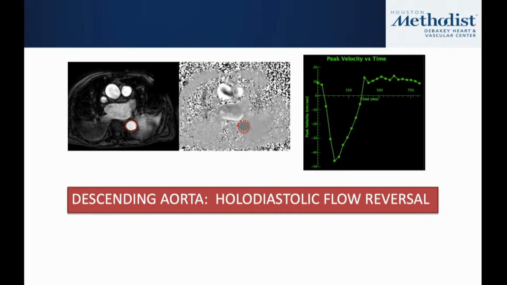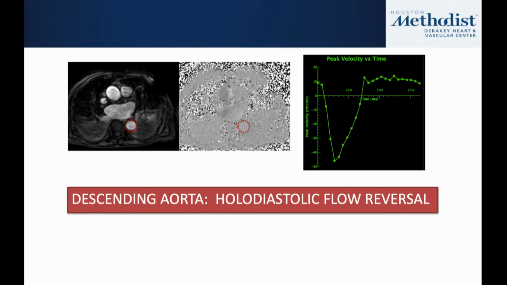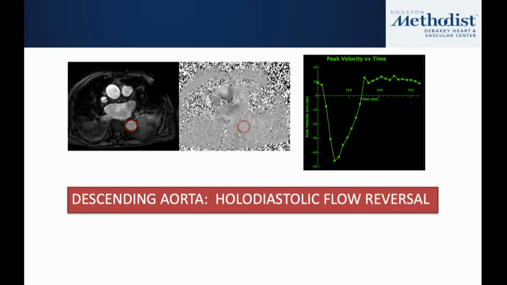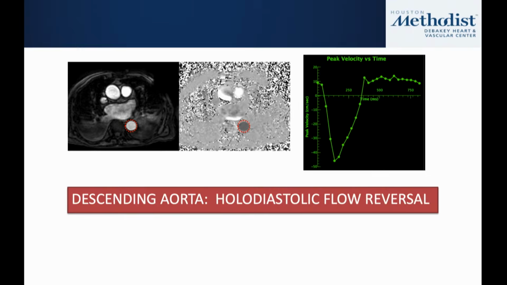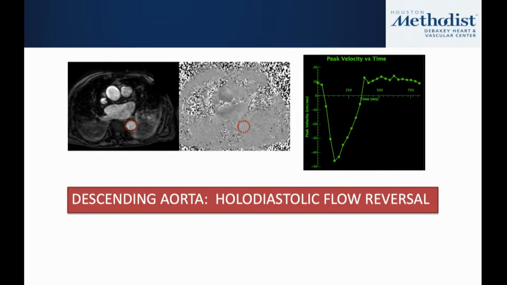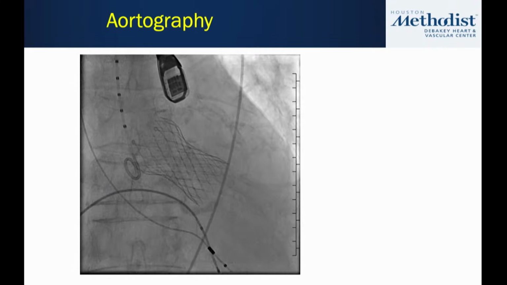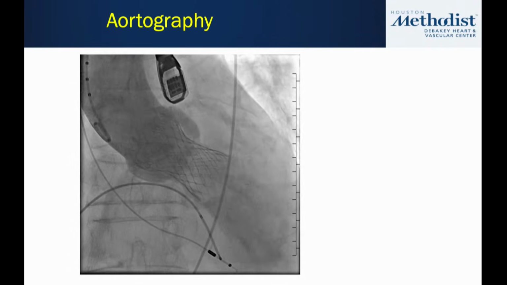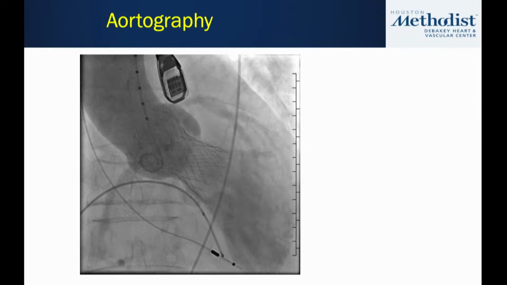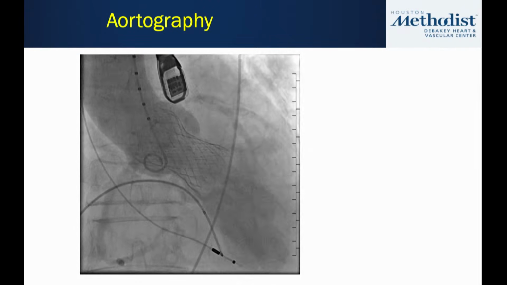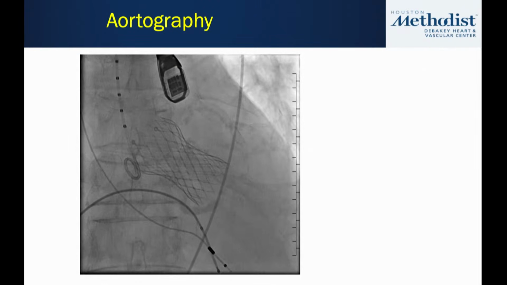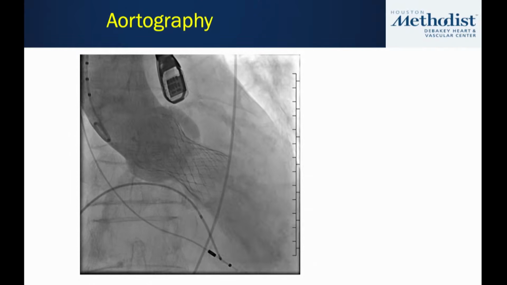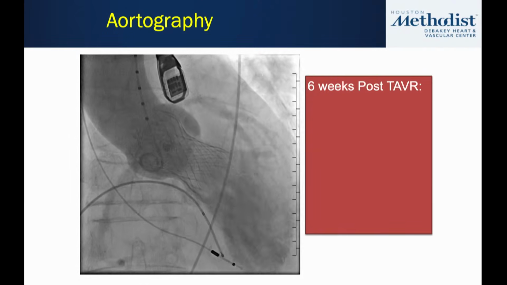And again, we know from our studies in native aortic regurgitation that this can also be a marker that's fairly specific for having 3 to 4 plus aortic regurgitation. And this patient, on the basis of these findings, was taken back to the cath lab, and you can see here on the aortogram evidence of 3 to 4 plus aortic regurgitation of this transcatheter prosthesis.